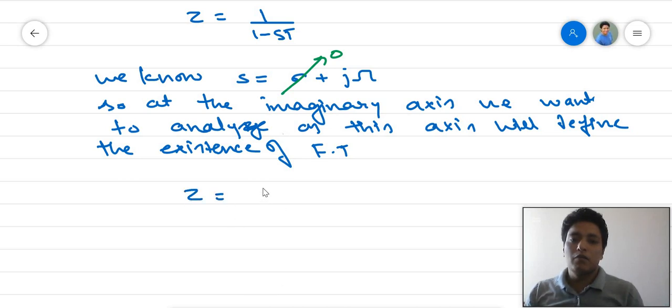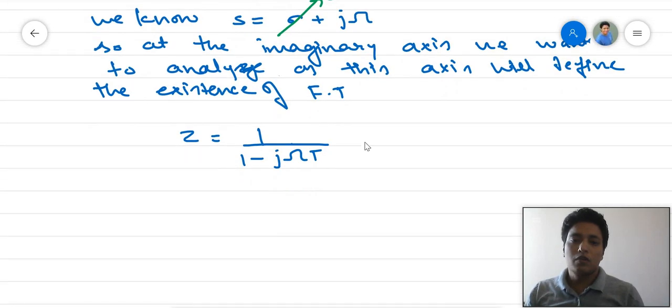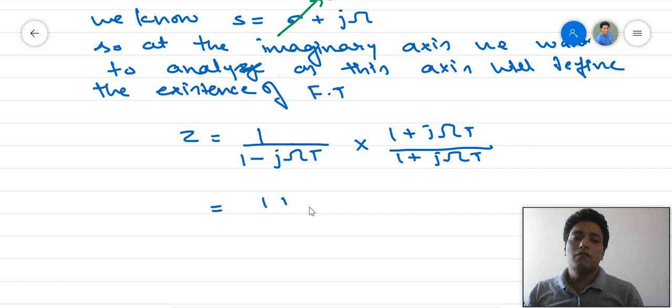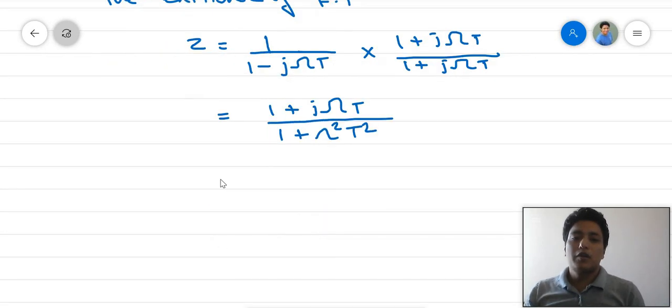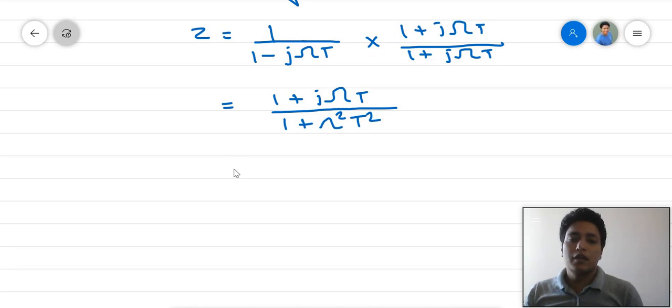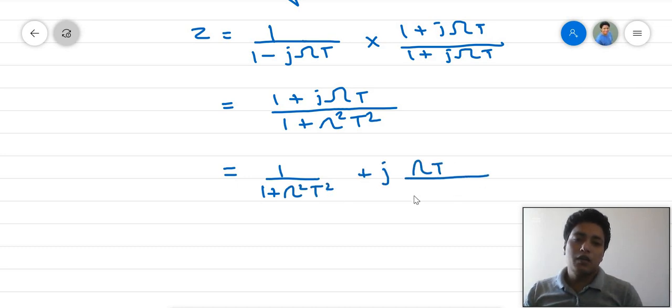Then z will be equal to 1 over 1 minus j omega T. Now we can multiply numerator and denominator by 1 plus j omega T. Then this equation will be 1 plus j omega T over 1 plus omega square T square, which can be written in the form x plus jy, equal to 1 over 1 plus omega square T square plus j omega T over 1 plus omega square T square.